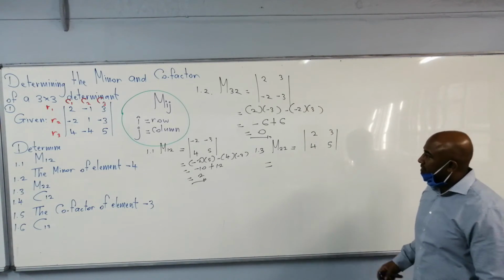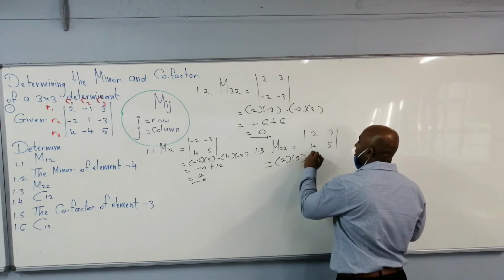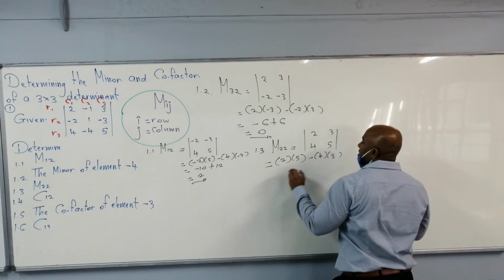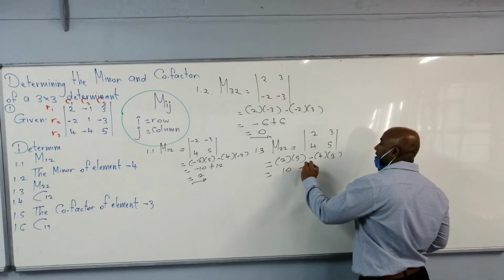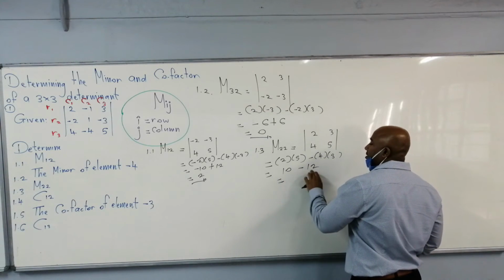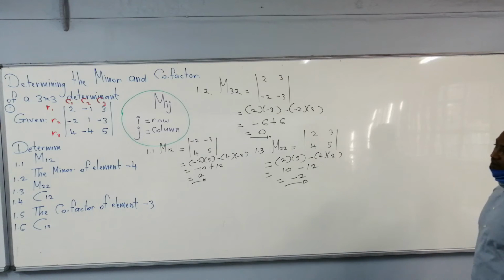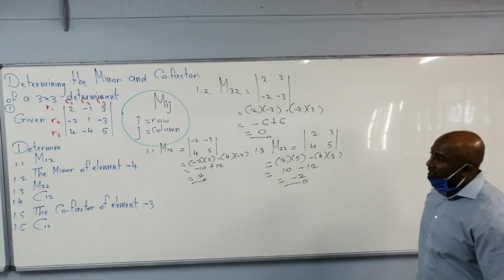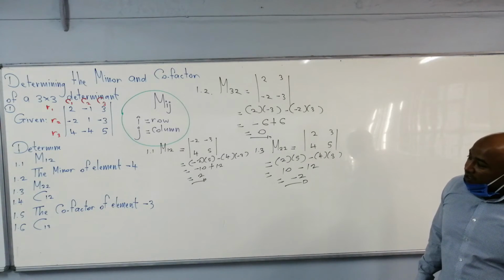Evaluate it. So that's going to be 2 times 5 minus 4 times 3. So 2 times 5 is 10, 4 times 3 is 12, 10 minus 12 is minus 2. And that is how we find the minor of a 3 by 3 determinant.